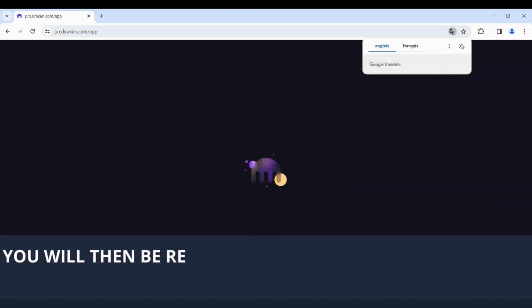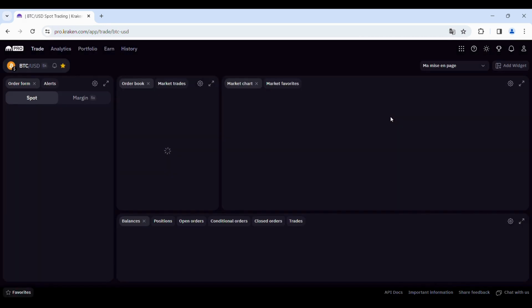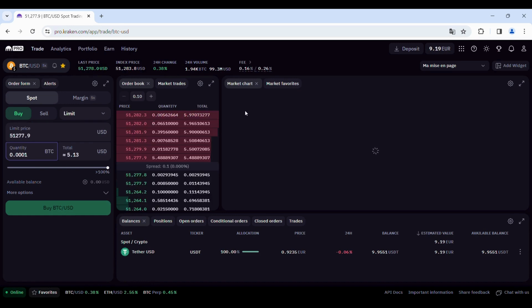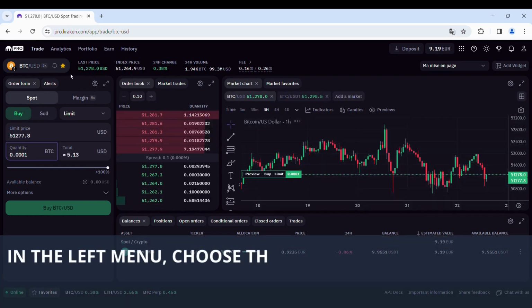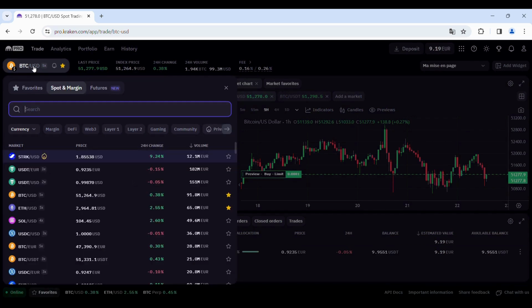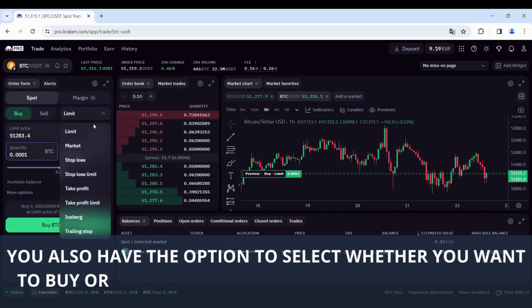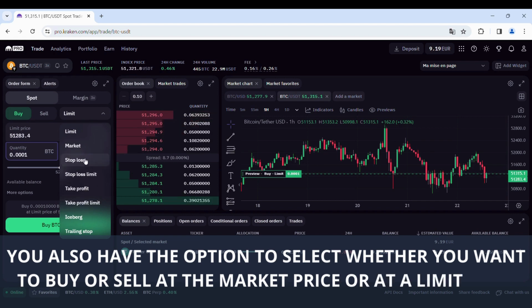You will then be redirected to the Kraken Pro trading interface. In the left menu, choose the cryptocurrency pair you wish to trade. You also have the option to select whether you want to buy or sell at the market price or at a limit price.